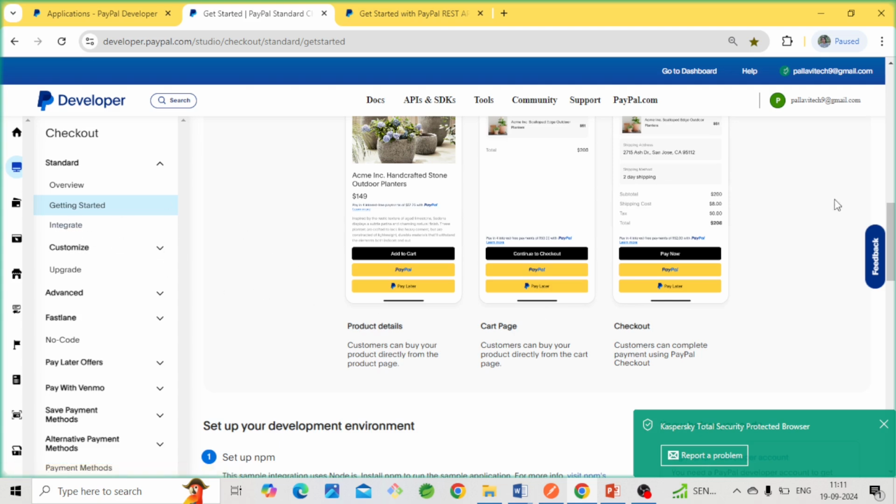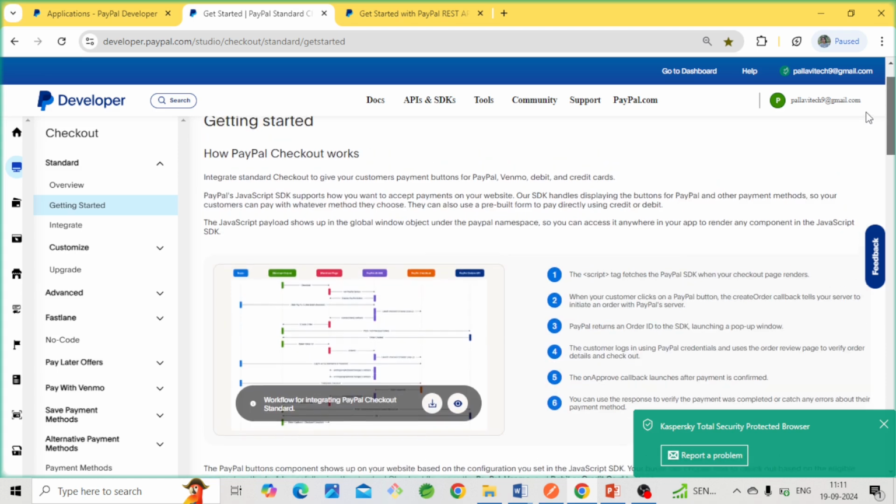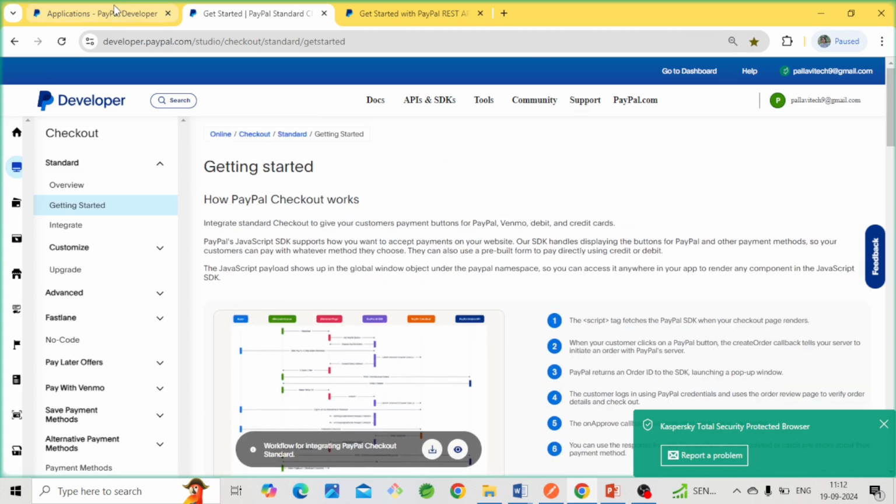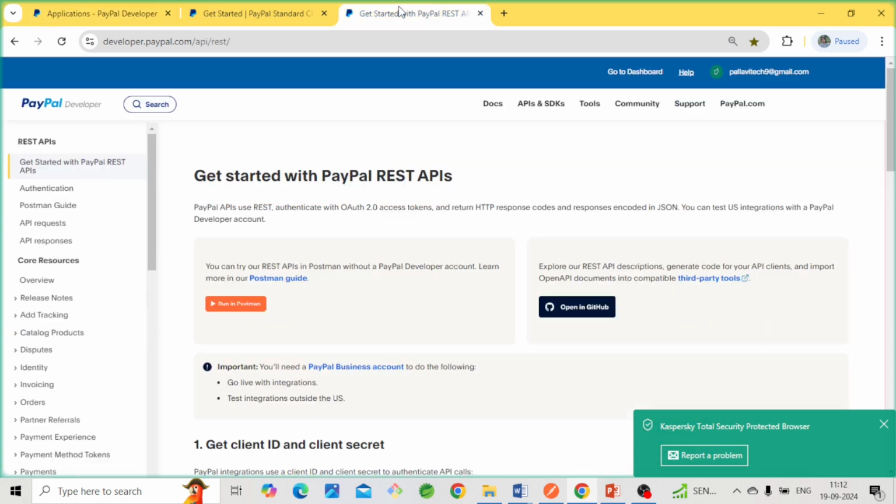Now next we will discuss getting started with the PayPal REST API. We will discuss the REST standards given by the PayPal documentation.